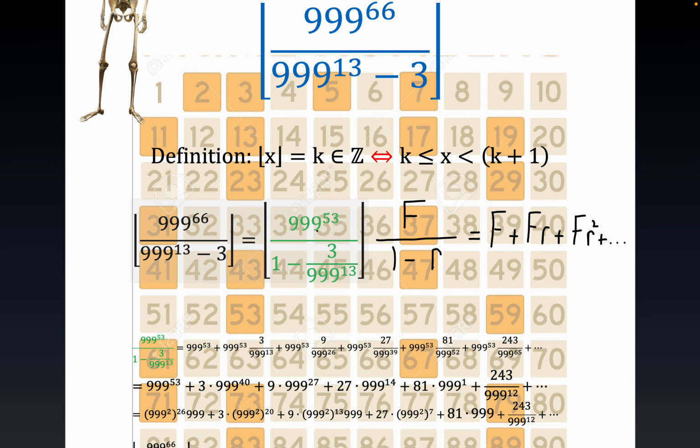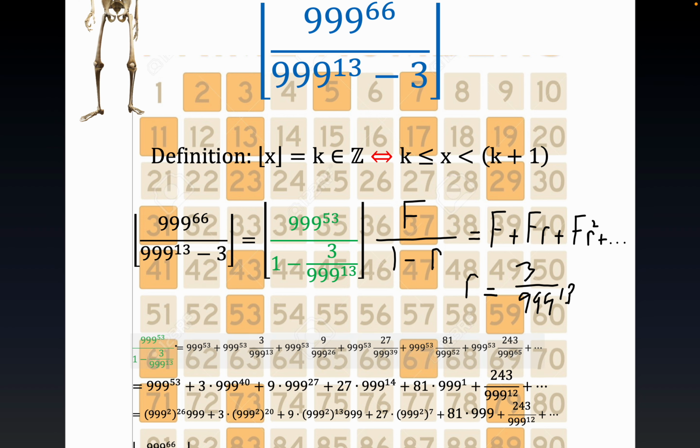Notice that the first term would just be 999 raised to the 53rd power, okay? And then the common ratio, it's easy to identify right here. Three over 999 raised to the 13th power. Okay, that's supposed to be a 3, ladies and gentlemen. Okay, and y'all, that's what I've done right here.